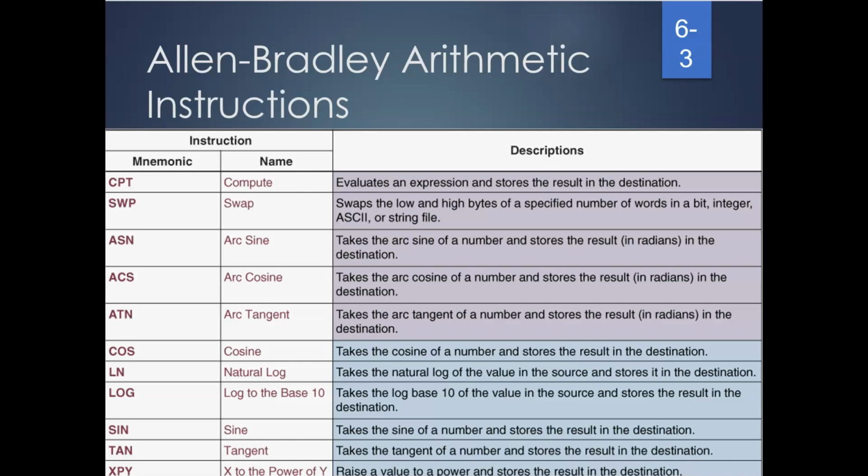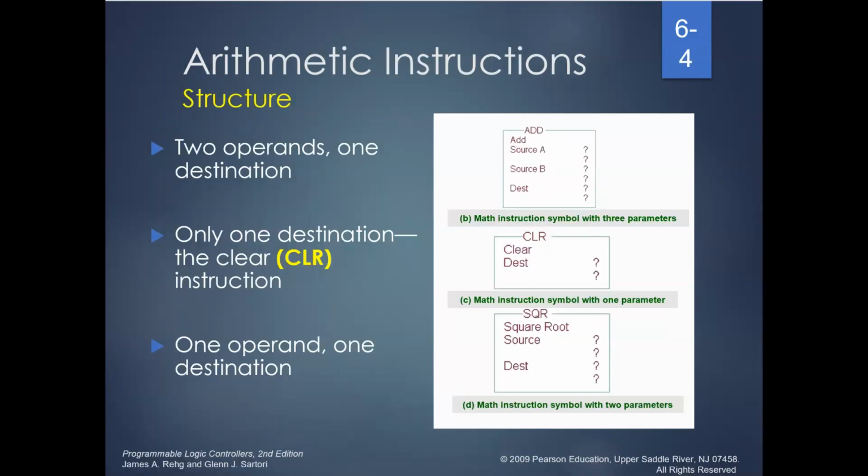For example, arc sine, arc cosine, or natural log. So they're clear as long as you know that you have access to these arithmetic instructions in your PLC. Then whenever you need them in your application, you can study them and work with them in your program. Okay, let's look at the structure of some arithmetic instructions. Here we have the add instruction, the clear instruction, and the square root instruction.